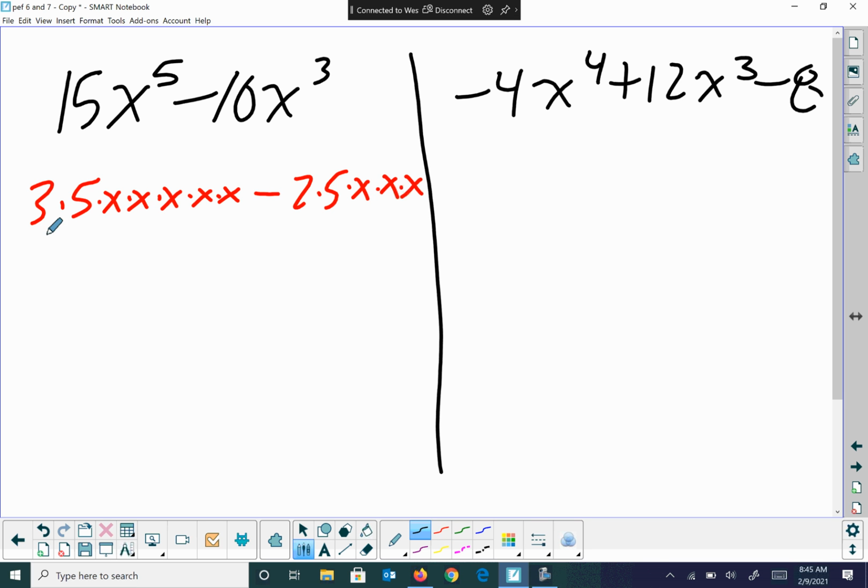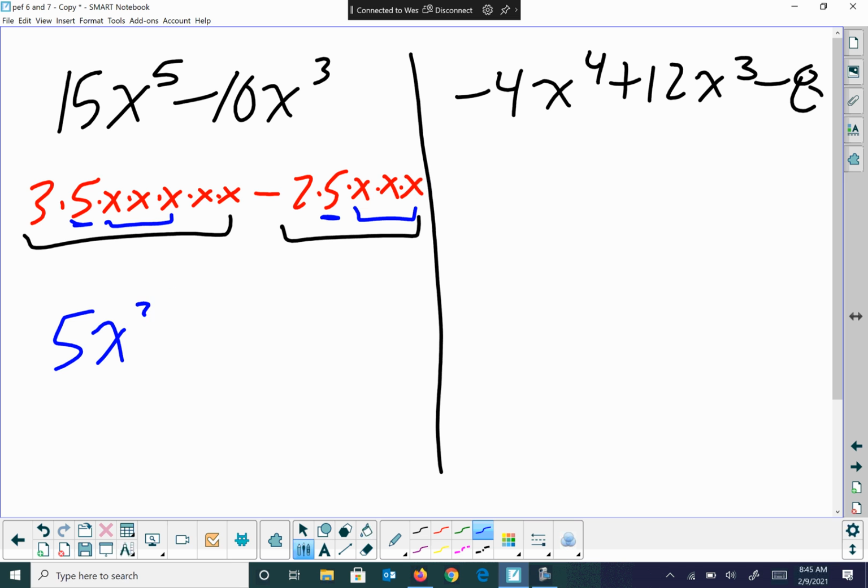Okay, so now we have 2 terms still. What do we have in common? Do both terms have a 3? No? What about a 5? How many x's? 3. I got 1, 2, 3, and 1, 2, 3. Agree? So outside, I'm going to factor 5x, x, x. X, x, x is x to the 3rd. Agree? And then I have parentheses.